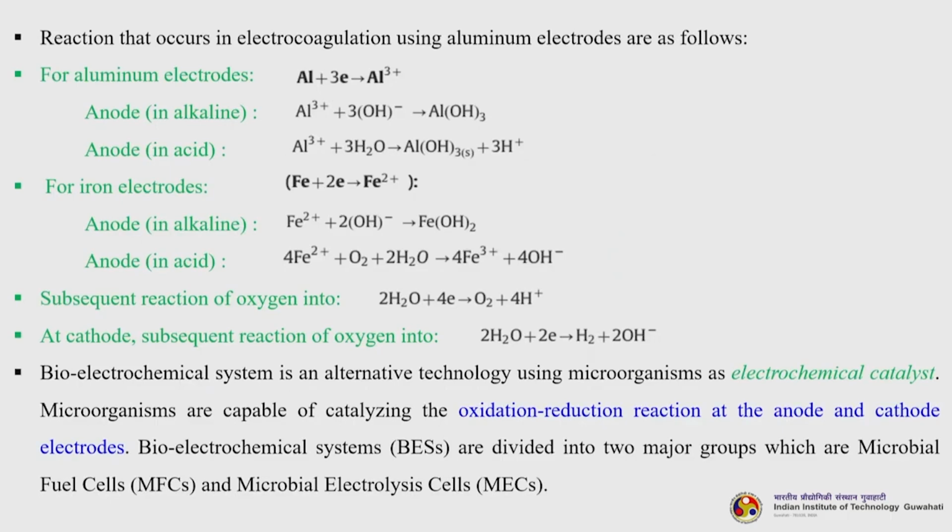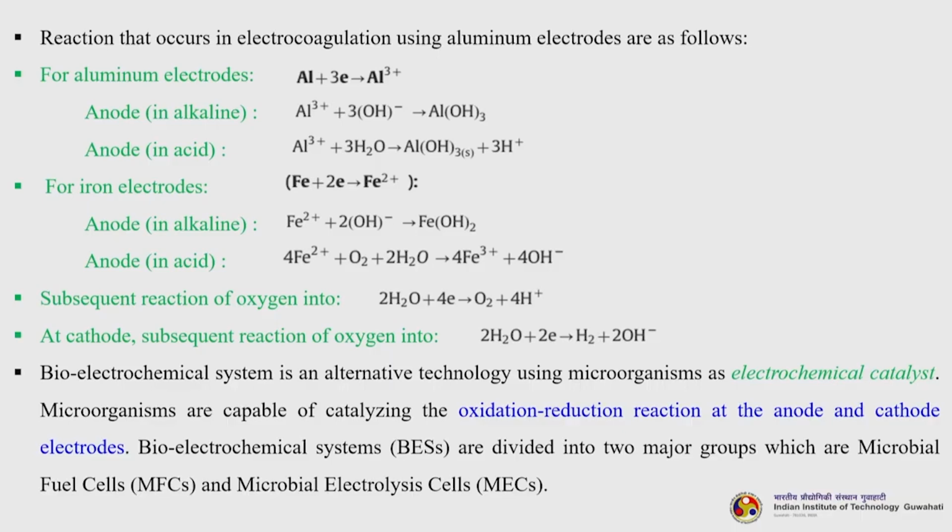So, for aluminum electrodes, Al gives Al 3+ plus 3e. At the anode in alkaline medium, Al 3+ plus 3 OH- gives Al(OH)3. In the case of acidic medium at the anode, we get Al(OH)3 in the form of solid plus 3 H+. Now, for iron electrodes, Fe gives Fe2+ plus 2e. In alkaline medium we get Fe(OH)2, and in the case of acidic medium we get 4 moles of Fe3+ and 4 moles of OH-.